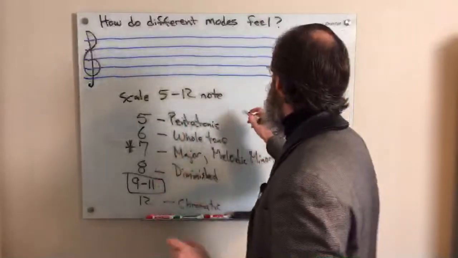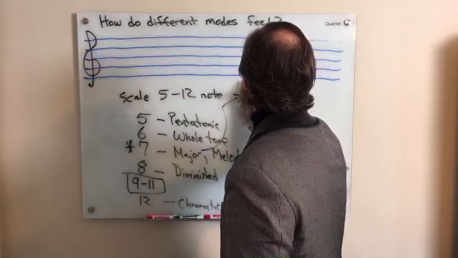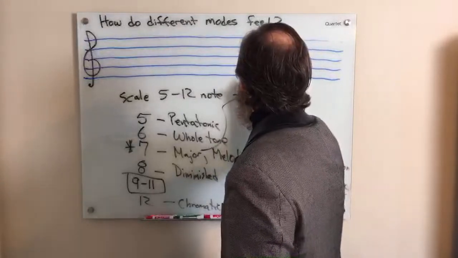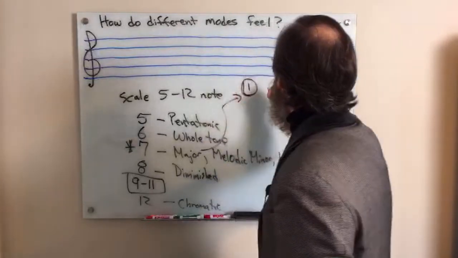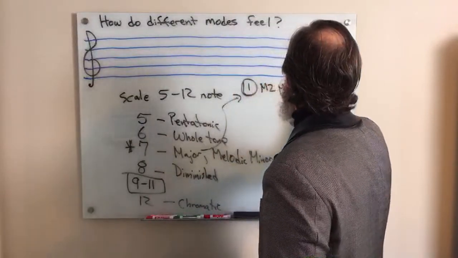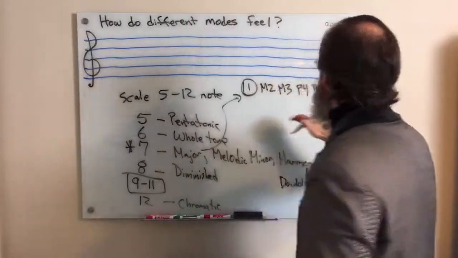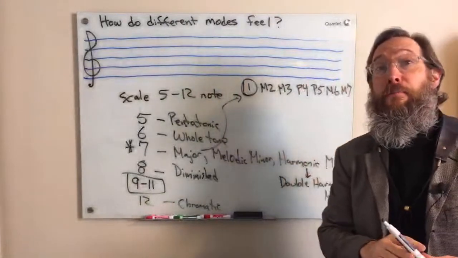So if we talk about a major scale, let's just break that out. We start with our root note. Let's call it 1, and circle it, 1. It then has a major second, a major third, a perfect fourth, a perfect fifth, a major sixth, and a major 7. That's the collection of pitches.